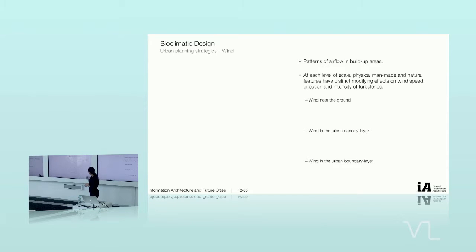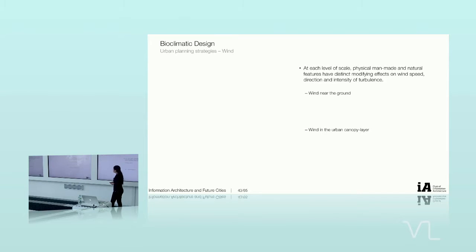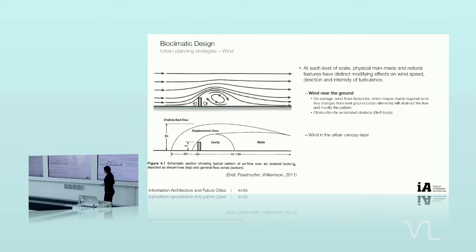So we also have different scales of how to study the wind. Today we're only going to look into the first two, which are the ones placed in the microclimate scale. And then we have first the wind near the ground. So we always know that the wind flows horizontally, and that when it arrives to an obstacle, the wind changes. So the flow of the wind and the patterns change.